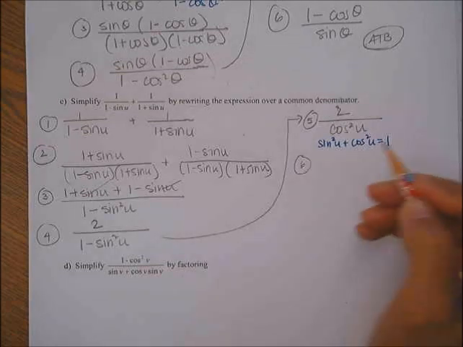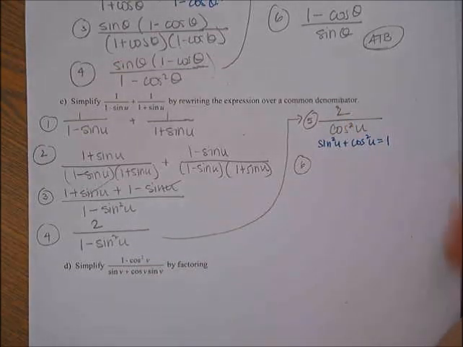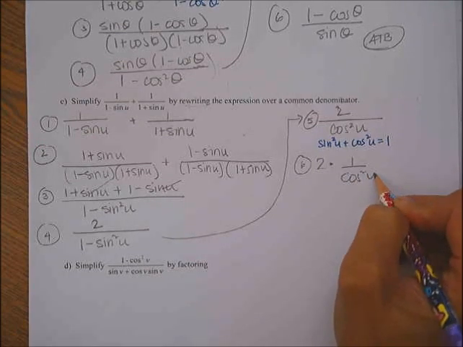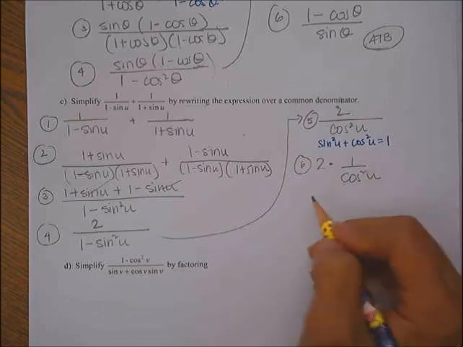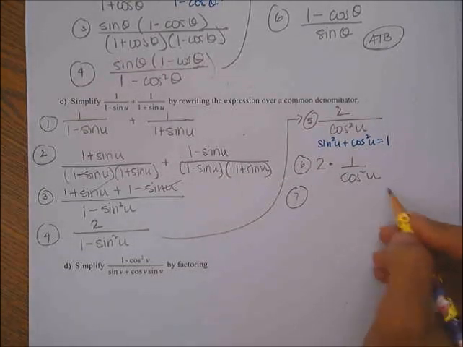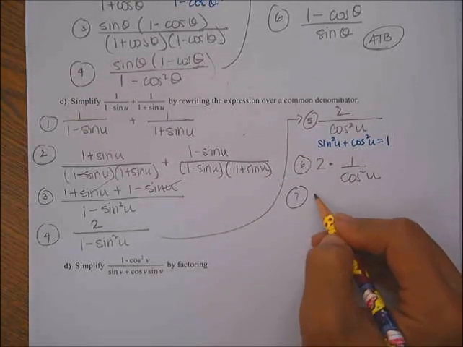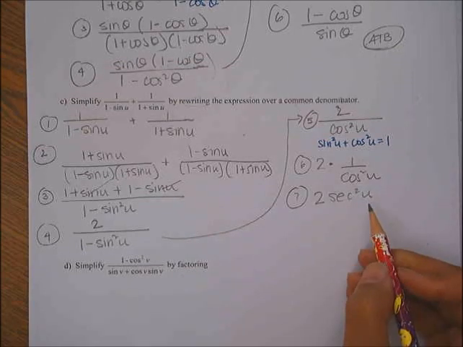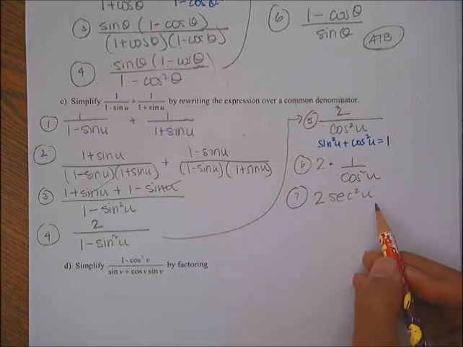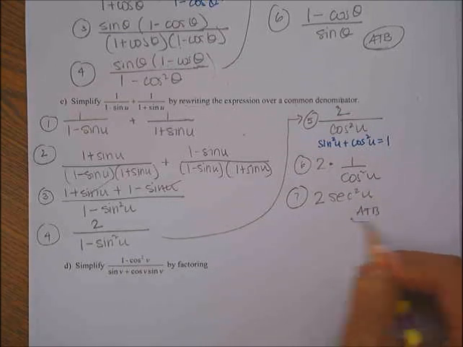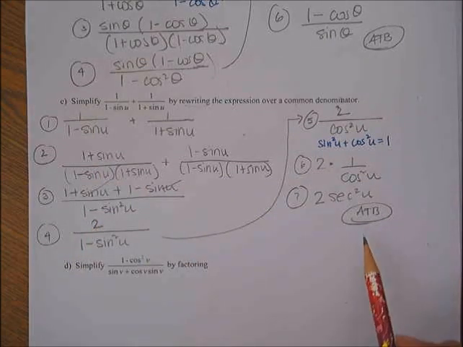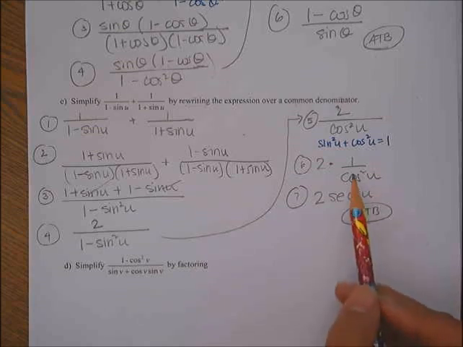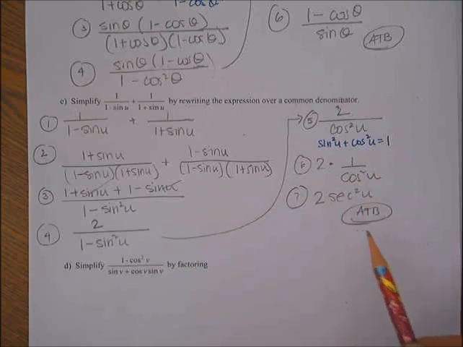Step number 6, again, this is a fraction, which is not the simplest form. So I'm going to write 2 times 1 over cosine square of u. Would you agree that's the same? And step number 7, 1 over cosine square of u is going to be 2 times secant square of u. Since this is the simplest form, and this is not a fraction, I'm going to stop right here. When it says simplify, you always try to go as far as possible with no fraction, if possible, because if it's a fraction, you can always convert it back to its reciprocal form.